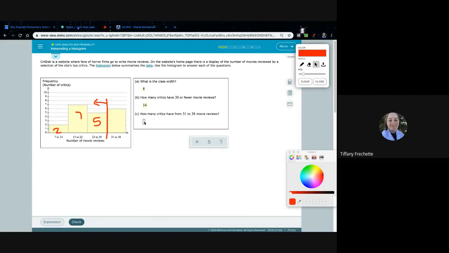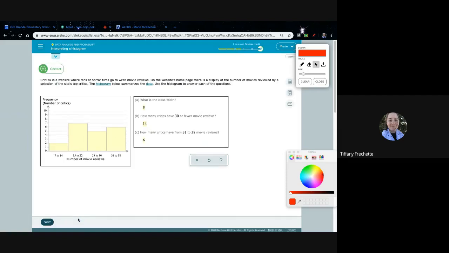Okay. How many critics have 31 to 38 movie reviews? So I'm just going to go to that range, 31 to 38, and I want to know how many are in this bar. So I have 6 in this bar because that's where it goes to. 6. Check. All right. One more.